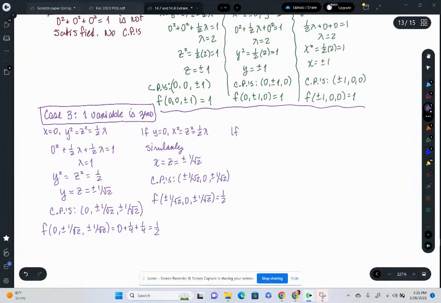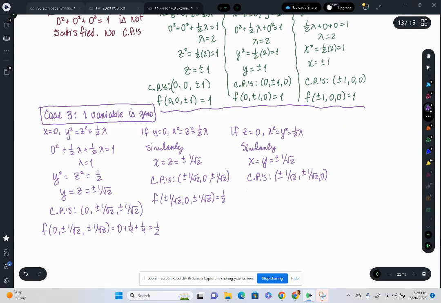Okay. Lastly, we have if z is equal to 0, then, I should say, start with x squared equals y squared equals 1/2 lambda. And again, similarly, we're going to get x and y are plus or minus 1 over square root 2. So the critical points will just have z equal to 0, and both x and y are plus or minus 1 over square root 2.